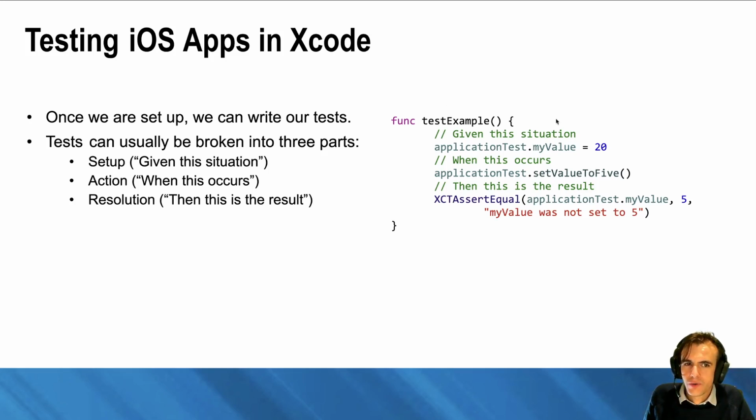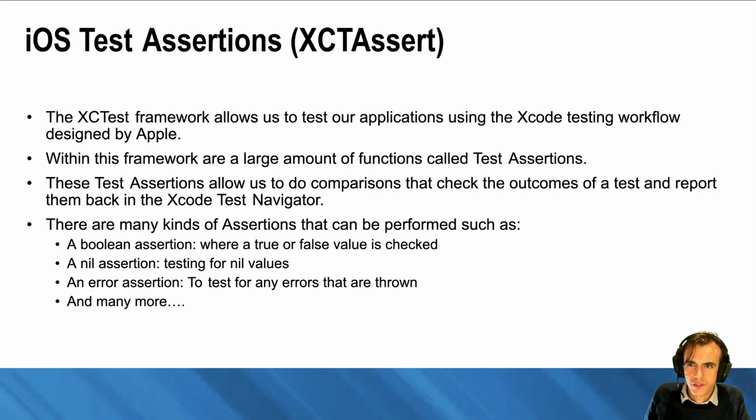So how do we do that? Well, you might do something like set a value of a class instance. You might then call a method that you're expecting to have some particular change, and then you're going to confirm that that change has happened. In this case, with this XCTAssertEqual. So what is this exactly?